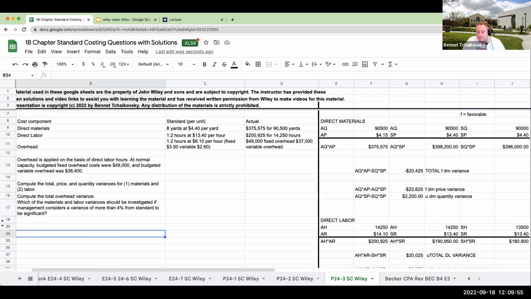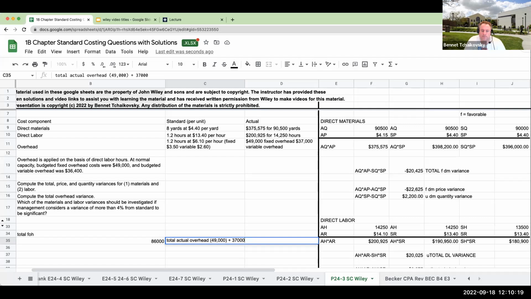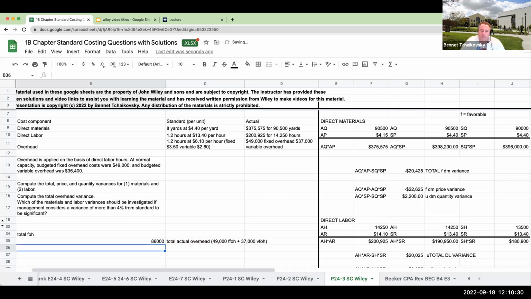So over here, my total actual overhead is going to be 49,000 plus 37,000. The 49,000 is my fixed factory overhead plus the 37,000 variable factory overhead. So that's my total factory overhead that I actually spent.